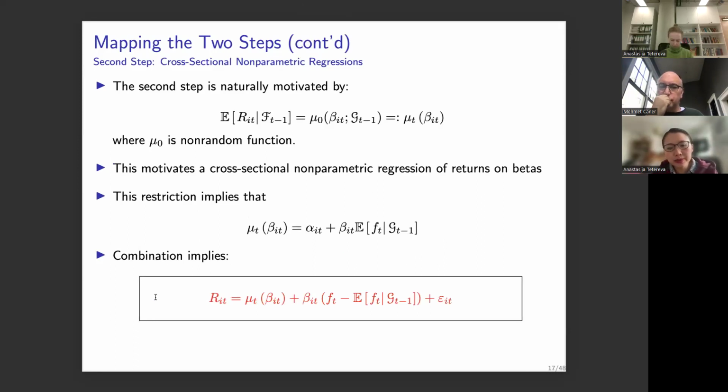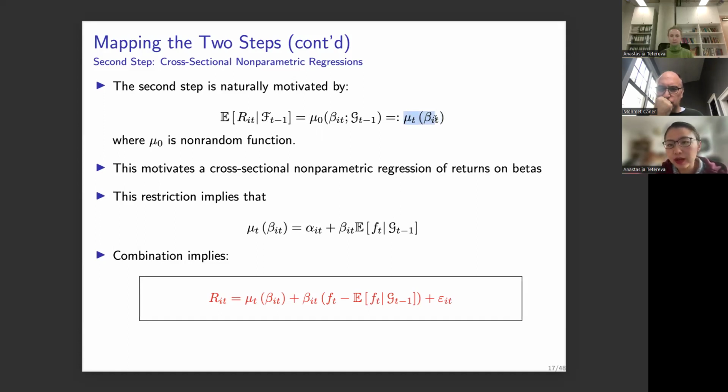When we try to map from the standard textbook to the conditional version, the second step motivates us to look at the conditional returns, the conditional expectation of RIT given FT minus 1. For the factors, we need to assume that the conditional expectation given FT minus 1 equals the conditional expectation given GT minus 1. That's somewhere in our assumptions in the paper.